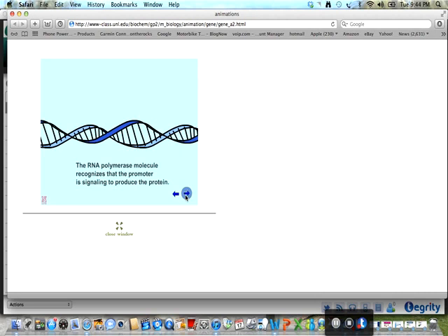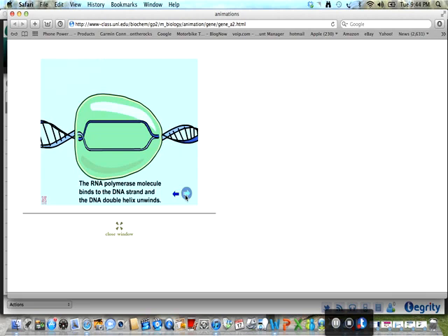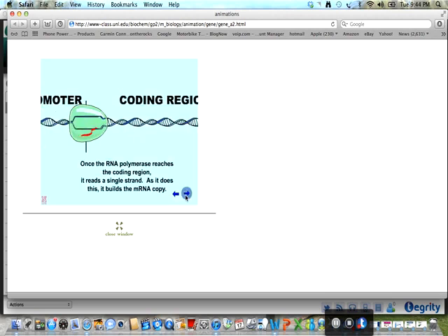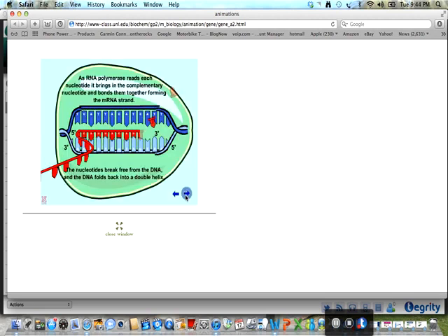The RNA polymerase molecule recognizes that the promoter is signaling to produce the protein. The RNA polymerase molecule binds to the DNA strand, and the DNA double helix unwinds. Once the RNA polymerase reaches the coding region, it reads a single strand. As it does this, it builds the mRNA copy.